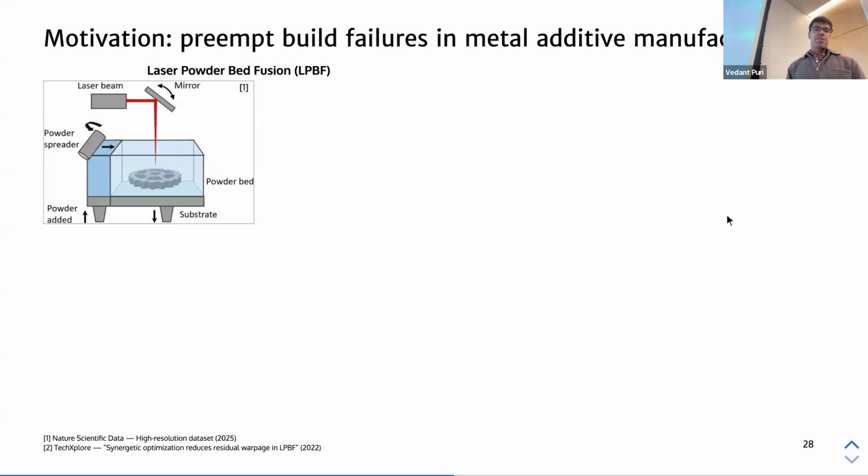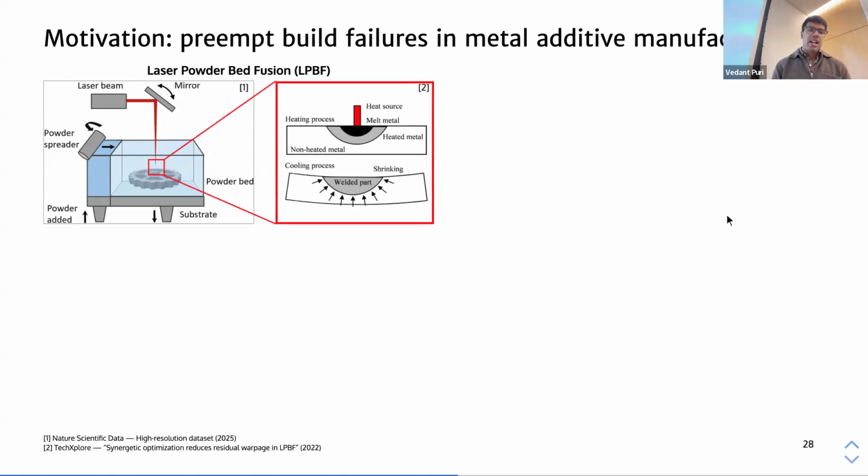Let me motivate that first by talking about the laser powder bed fusion 3D metal additive manufacturing process. So in LPBF, what you have is a high-powered laser that selectively melts powdered metal onto a build plate to build a 3D printed part. Now, as it happens, because of the uneven heating due to the laser, these parts are incredibly prone to warpage or deformations.